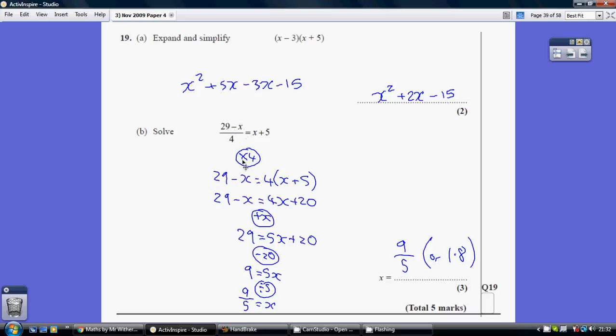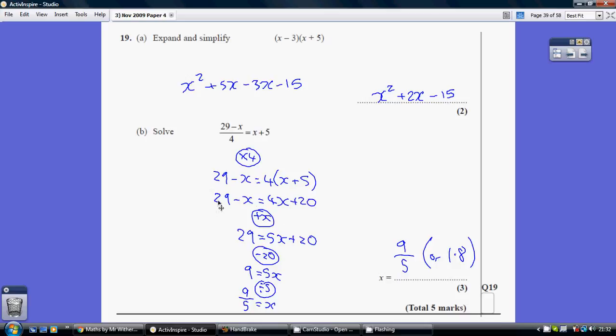Now remember, we've got to multiply both sides by 4, so we've got to multiply the right-hand side by 4. We've got to multiply both x and the 5 by 4. So it's 4 times x, which is 4x, 4 times 5, which is 20. So that row there has made this a much easier problem, a more familiar problem.